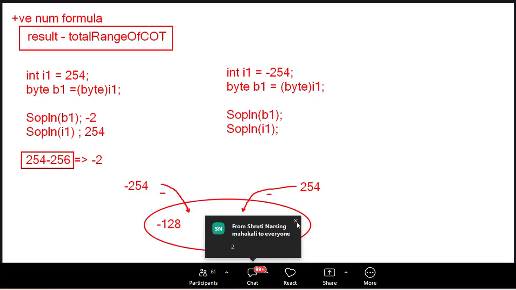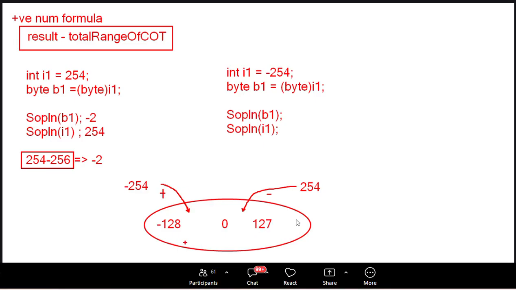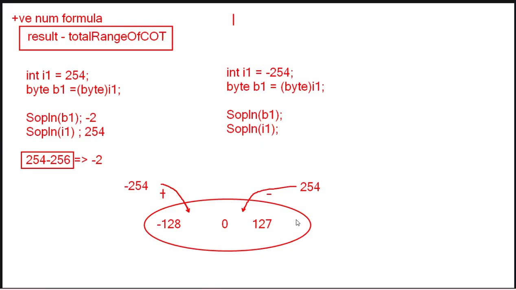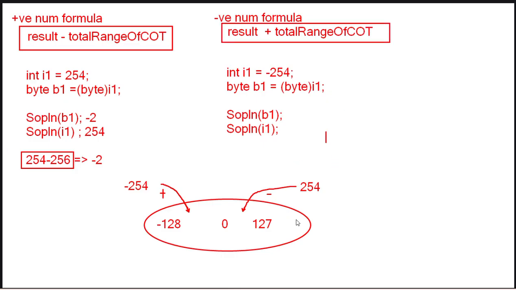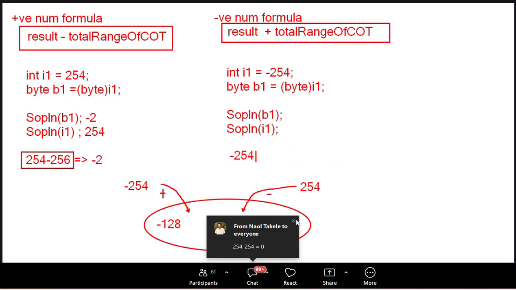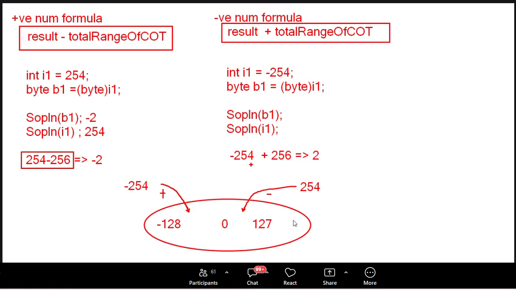Minus or plus? Plus. Negative number formula: the result already has a minus, then opposite, plus the total range of the cast operator type. Apply the formula here. Result is minus 254 plus 256. Result is what? 2.